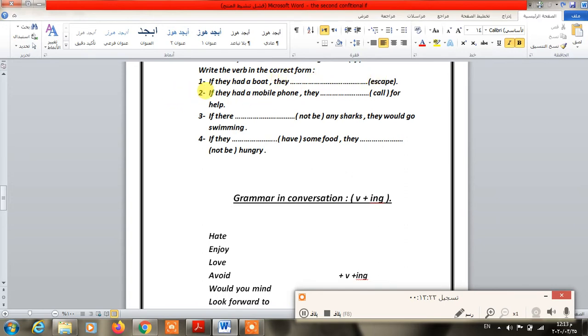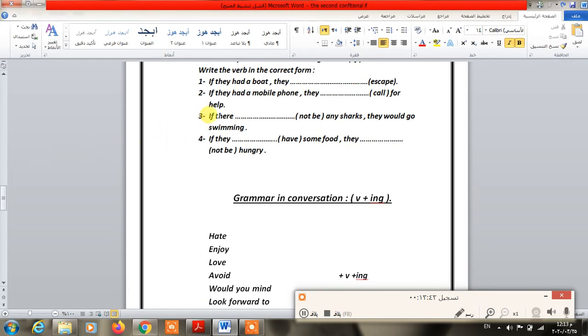Number 2, if they had a mobile phone. Had is also past, so the second sentence will consist of they would call for help. They would call for help.